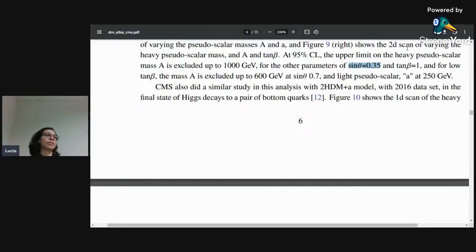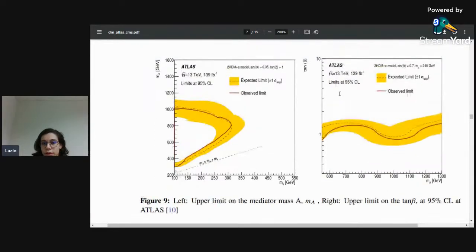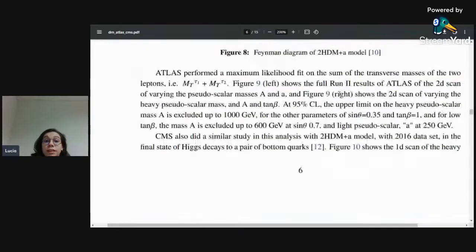And as I said, this paper is really brief. So they just say sine of theta is this, tangent of beta is this. They don't say if they are both angles, they are both parameters, anything. But the main plots from ATLAS is figure 9.